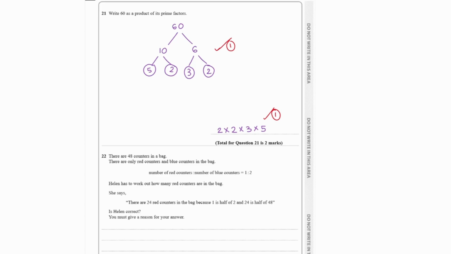So for this question, we are told that there's a total of 48 counters, and the red counters and blue counters are in the ratio of 1 to 2. Therefore, if Helen is looking for the number of red counters, she would have to do the 1 part, which represents the red counters, divided by the total number of parts, which is 3, and therefore she would have to look for 1/3 of the total number of counters, which is 48, and that gives 16.